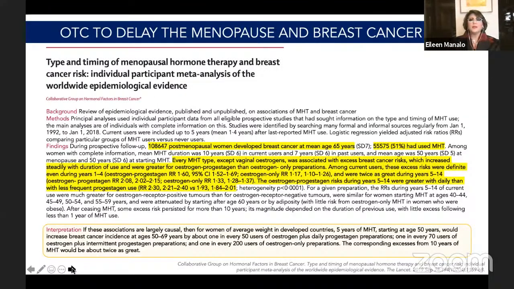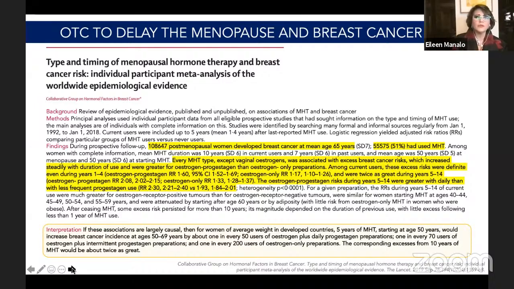However, we have in Lancet in 2019, a publication by the Collaborative Group on Hormonal Factors in Breast Cancer, stating that every MHT type except vaginal estrogens was associated with excess breast cancer risks, which increased steadily with duration of use and were greater for estrogen-progestogen than estrogen-only preparations.